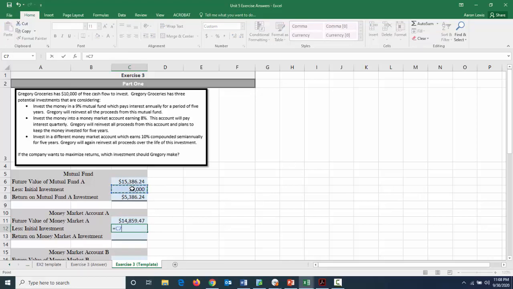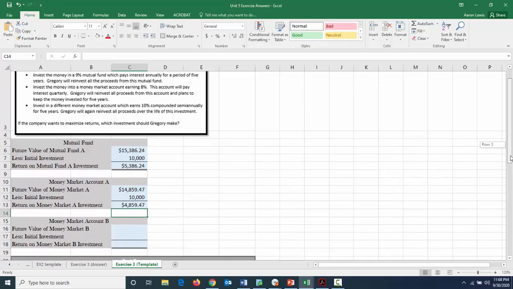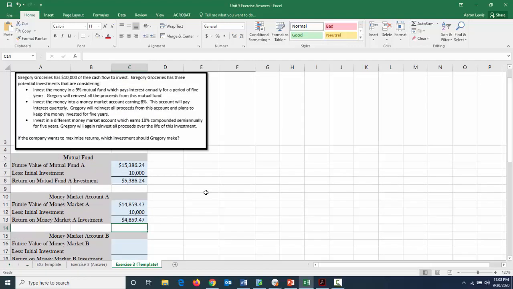Our initial investment hasn't changed. All 3 of these, our initial investment is going to be that $10,000 outlay, which means our profit or our return on an investment in money market account A is going to be $4,859.47. So return is not as good on this potential investment as it would be on an investment in the mutual fund. Let's move on to money market account B.